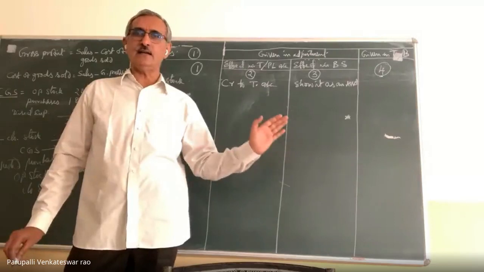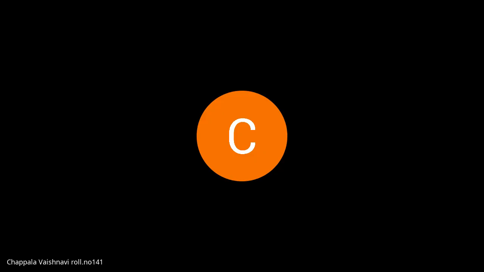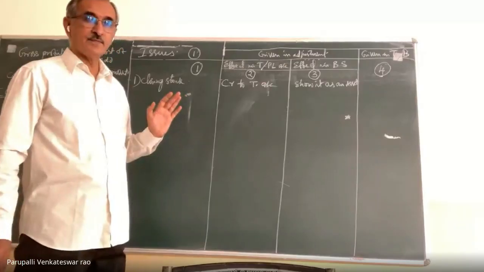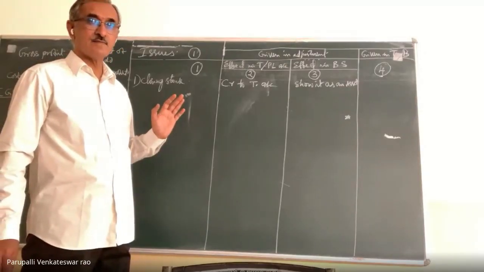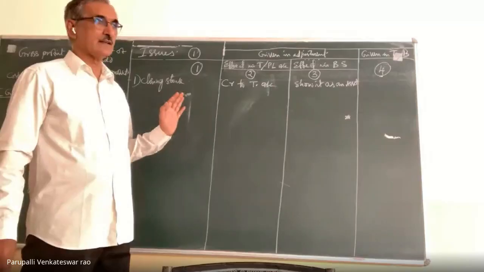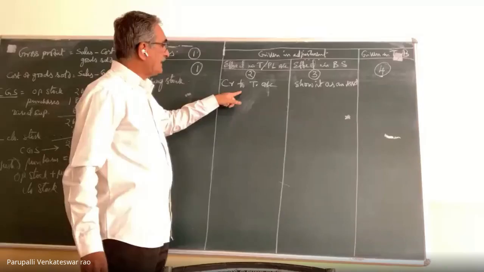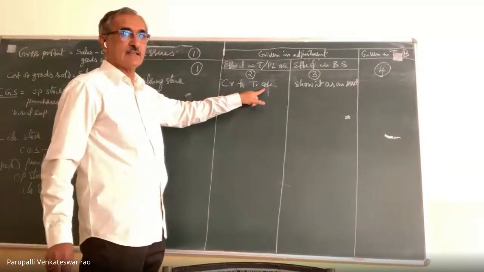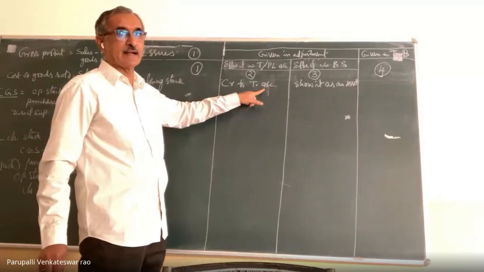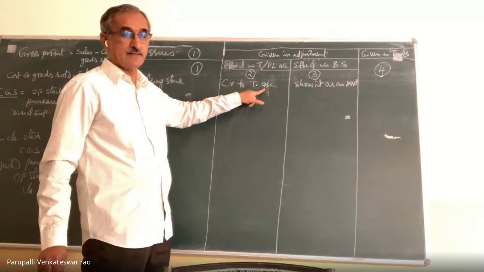This is what we normally do in every problem. Sir, can you repeat once again? Hello, I could not hear. Can you repeat this given in adjustment column once again? It is treated to trading account. Trading account, you place it on the credit side. Right?